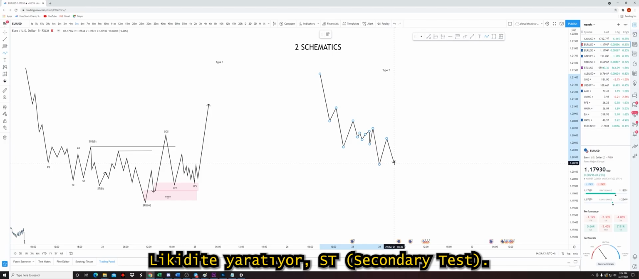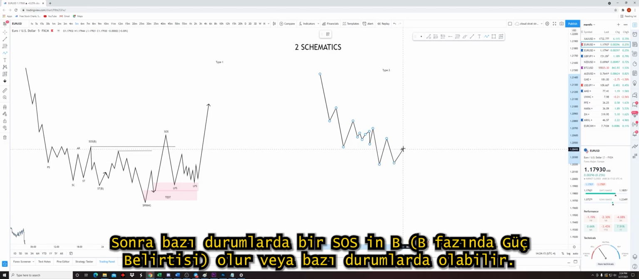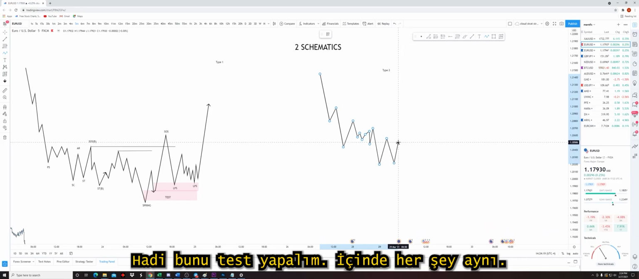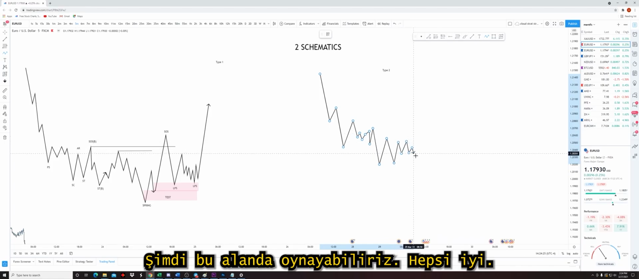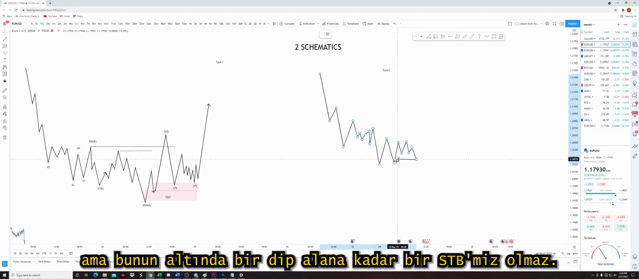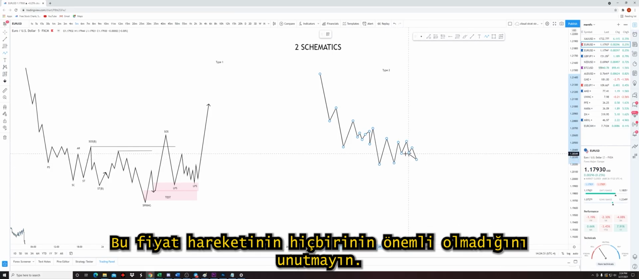It's creating liquidity, ST. Then, in some cases, you have an SOS and B, or in some cases, you come to test inside it. Let's make it test inside it. Everything's the same. This could be higher. Doesn't have to be. Now, we can play around in this area. It's all good. We can play all over this area if we want. But until we get a low below this, we do not have an ST and B. Remember that. None of this price action matters.